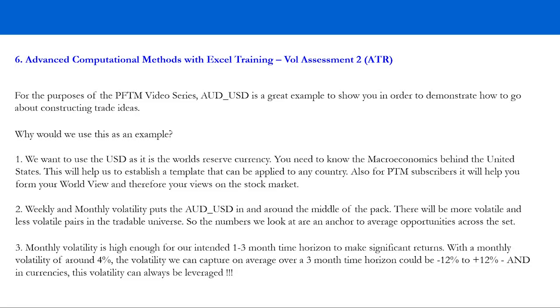The second thing, when we look at weekly and monthly volatility, the Aussie dollar, US dollar is somewhere around the middle of the pack. You'll have seen on the tables on previous slides that the Aussie dollar, US dollar for weekly and monthly volatility comes around the middle of the pack. So at any one time in our set, there's probably going to be more volatile and less volatile pairs in this tradable universe. So the numbers we look at are a great anchor to the average opportunities across the entire set.